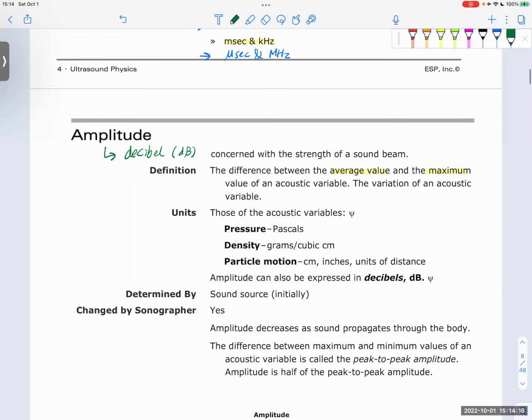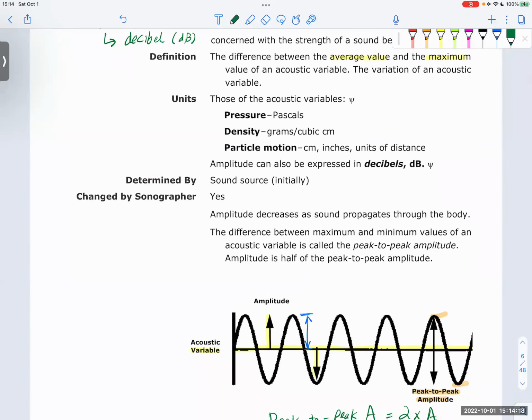Now, the amplitude, and whatever comes with the amplitude that we're going to talk about, is initially determined by the sound source, but the sonographer can change it. They can increase or decrease the amount of vibration of that sound, or the pressure or the density of that sound wave. That is the way we change the amplitude. So it's very important to know that the sonographer can indeed change amplitude.